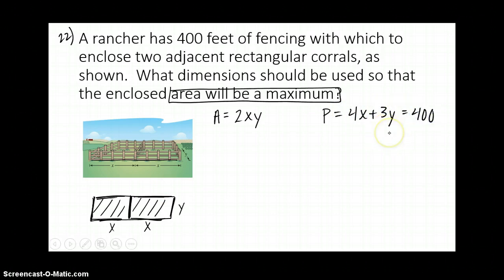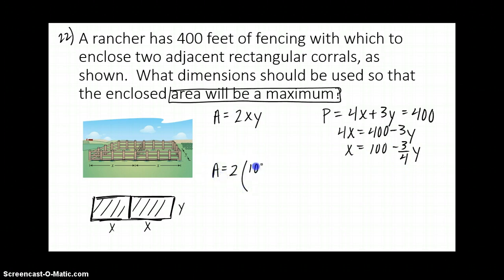Using the given information, solve for one of the variables from the perimeter equation. So if we solve for X, 4X equals 400 minus 3Y. Divide by 4. Now take this value for X and substitute it into the area equation.